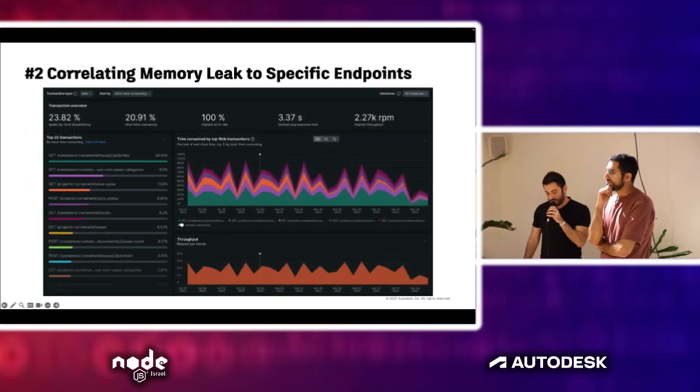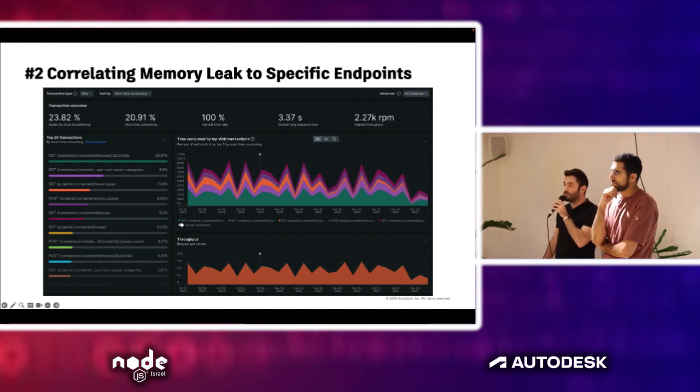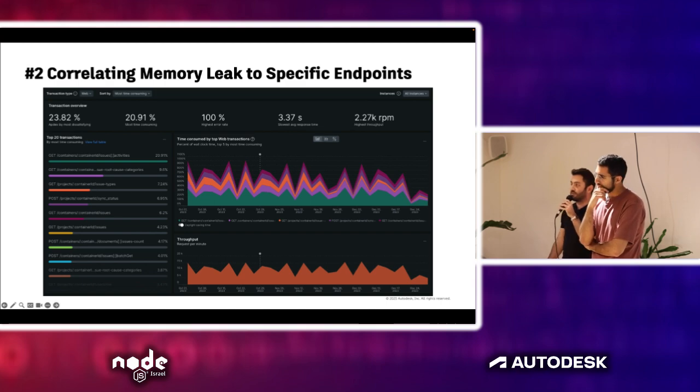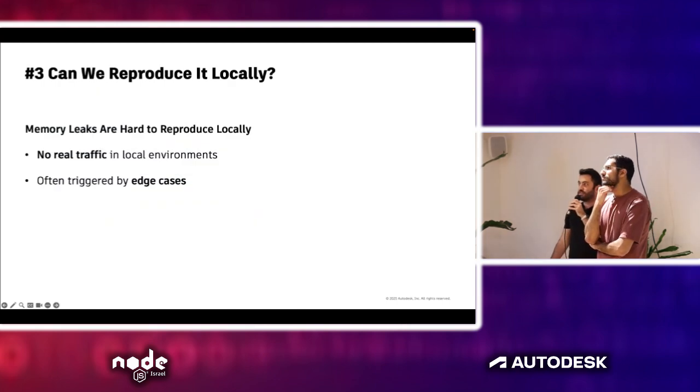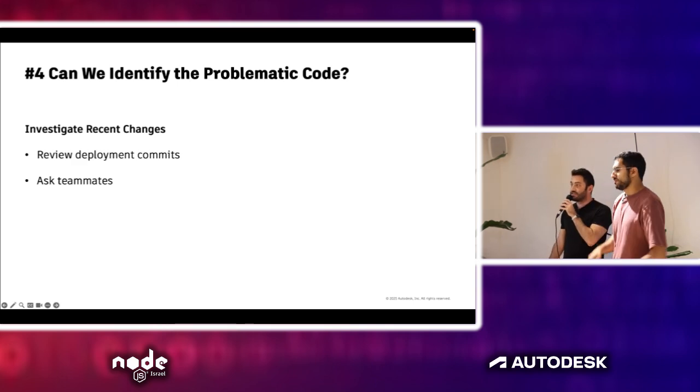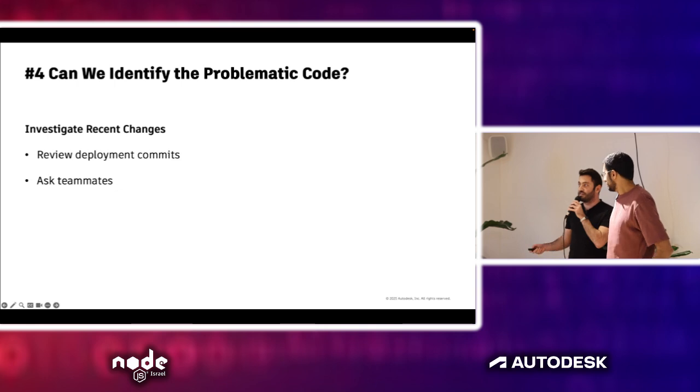The second thing we tried was to correlate the memory leak to a specific endpoint or a specific request. In this example, we use New Relic to monitor our service. Unfortunately, we couldn't find the cause or any anomaly. We also tried to reproduce it locally, but memory leaks are hard to reproduce locally, mainly because there's no real traffic in local environments, and these memory leaks are often triggered by edge cases. We also tried to look at previous commits and ask our teammates if they know anything, but we didn't find anything.